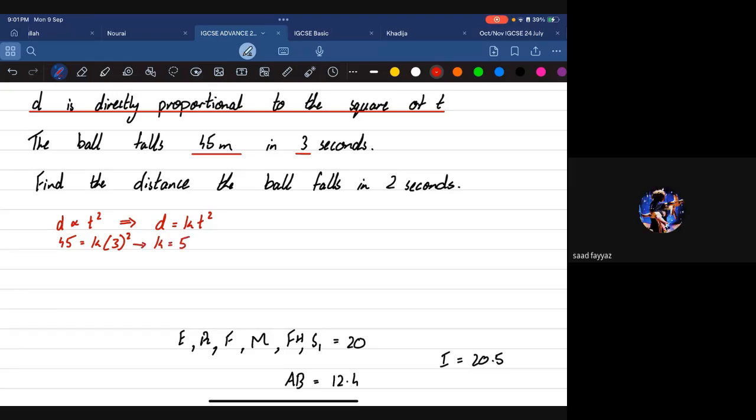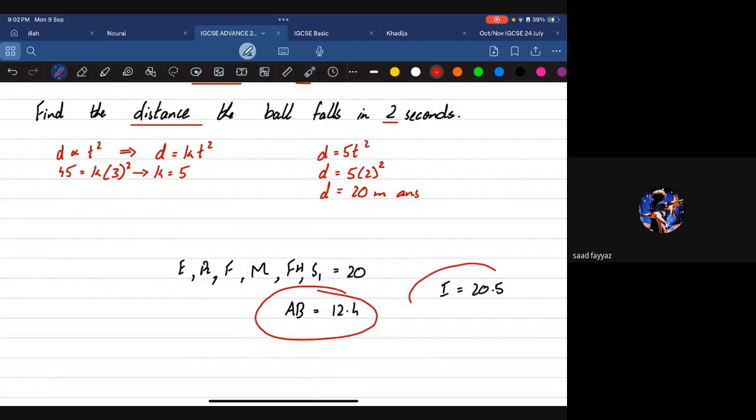Yes. All right. Thank you, Fahad. K is equal to 5. Similarly, now find the distance the ball travels in 2 seconds. So technically, you need to find d. Now the equation that has been formed is d is equal to 5t squared. D is equal to 5 times 2 squared. D is equal to what? 4 times 5 is equal to 20 meters.